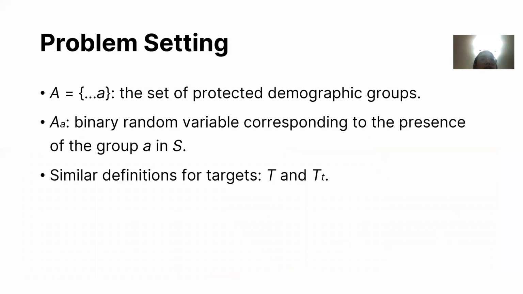So as a problem setting, there are 2 categories: the demographic groups, and the same for the tasks or targets. So let's say there is a set of protected demographic groups, the corresponding binary random variables can be defined for each, and the same can be done for the targets.